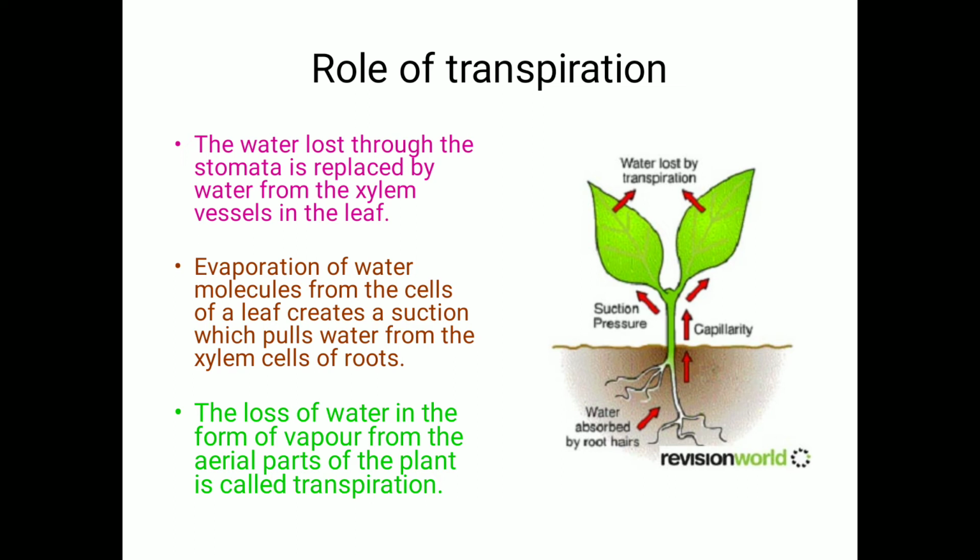The loss of water in the form of vapor from the aerial parts of the plant is called transpiration. Try to understand this phenomenon: as the water is absorbed by the roots, it goes up to the stem and up to the leaves. From the leaves it is evaporated. Then more water is passed on from the stem, and then from the root. So it creates a continuous channel, and a suction is created which pulls the water. That is called the suction pull. Because of this, water is transported high up in tall trees.